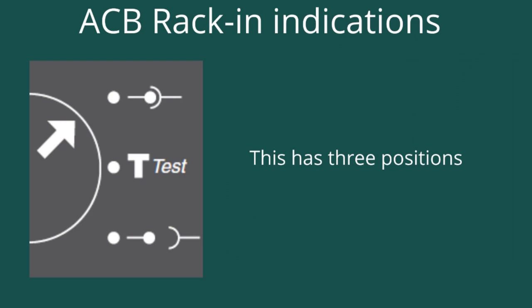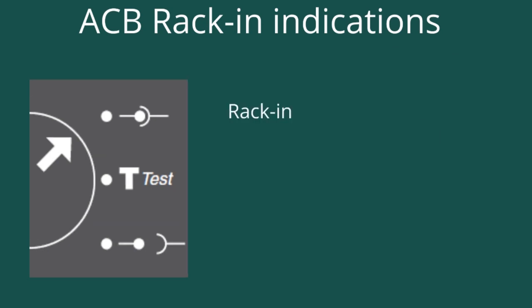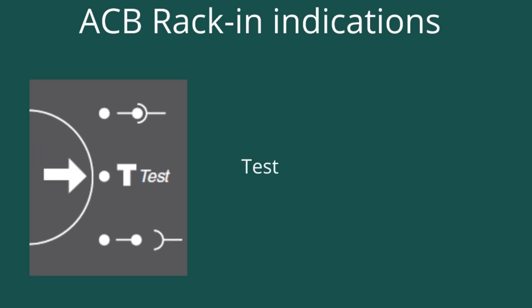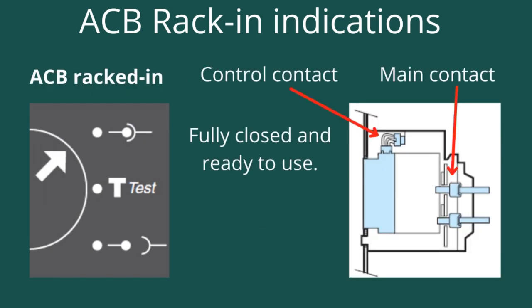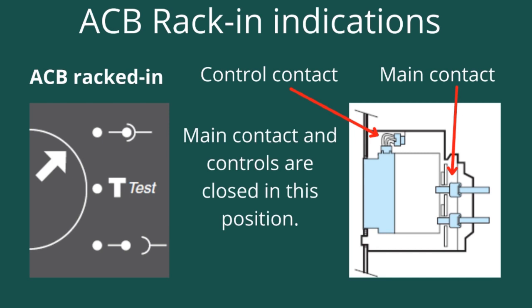ACB rack in indications. This has three positions such as rack in, test, rack out. ACB racked in. The indicator is in the top position. ACB is fully closed and ready to use. Main contact and control contacts are closed in this position.